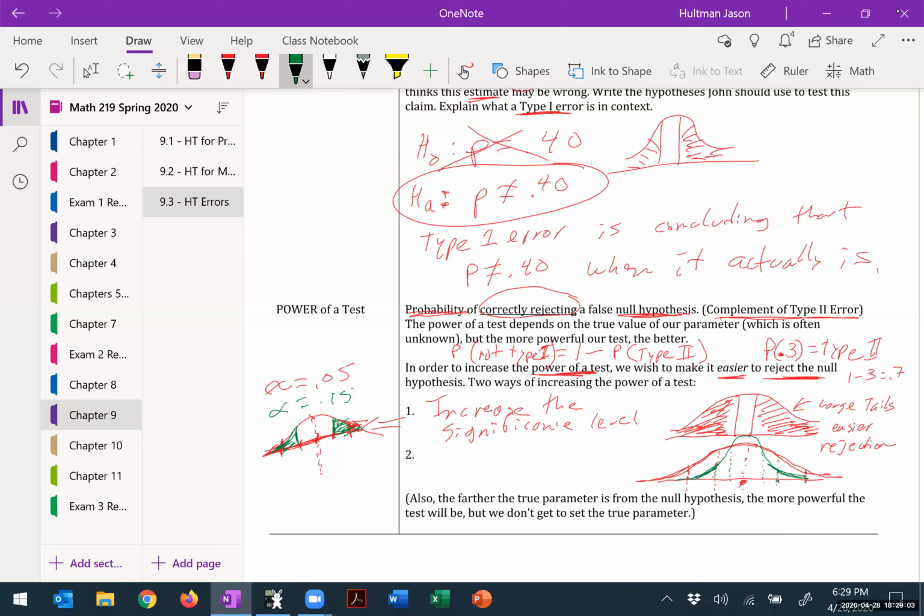Okay, so which one's going to get me wider tails? Think about my sample size. If my sample size is small, or my sample size is big. Which one of these is going to correspond to small sample size, and which one's going to correspond to big sample size? So let's start with the red one first. For the red one, the sample size is small.